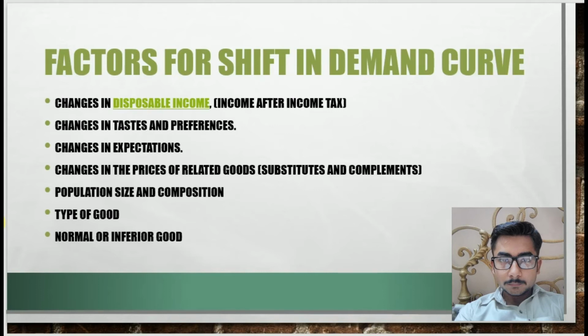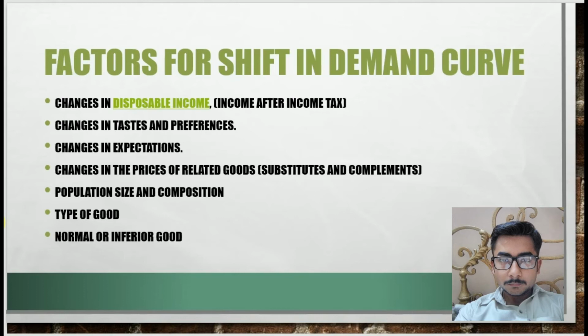Then we have the population size and composition. Population size and composition is telling about whether we have an aging population or a youth population. This will decide the demand of some products. For example, if we have more birth rates, then we will see that the consumption of milk is more, as we have more population falling into the birth rate category. We have more toddlers.